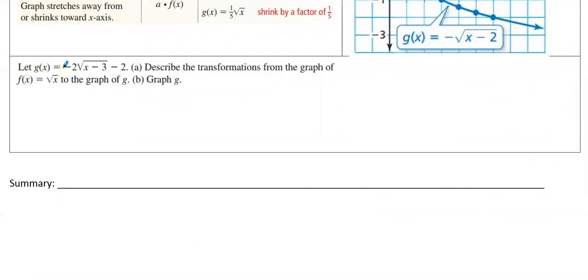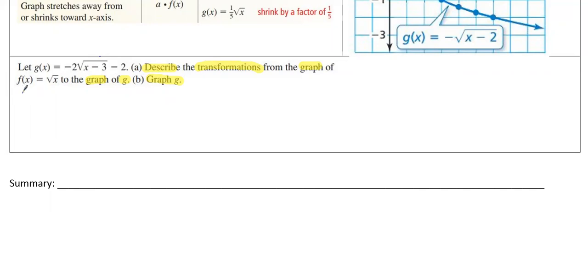Let g of x equal negative 2 times the square root of x minus 3, minus 2. First, describe the transformations from the graph of f of x equals the square root of x, that's the parent graph, to the graph of g. And then we're going to have to graph g. Okay, let's do part A.